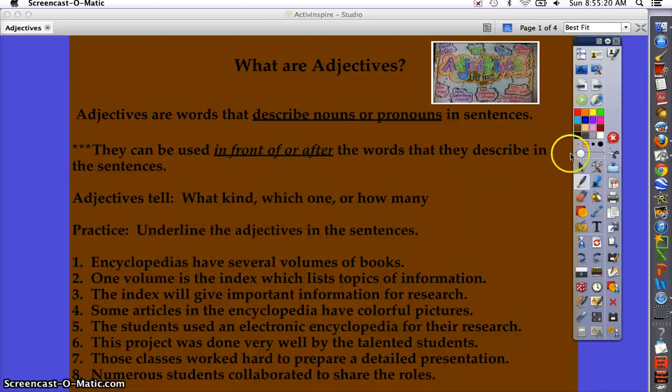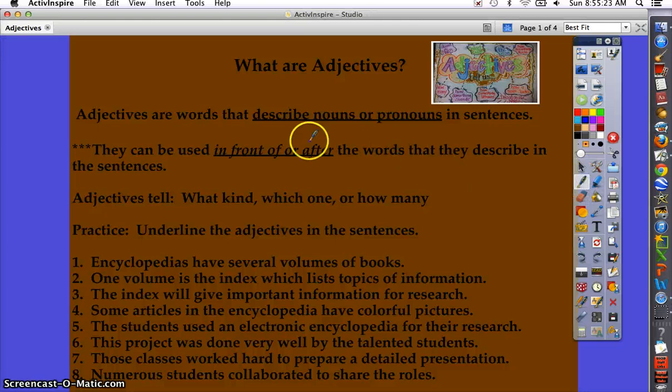So let's take a look at number one. Encyclopedias have several volumes of books. So I see an adjective in this sentence, several, telling how many volumes of books it has, and it comes in front of the noun this time. Number two, one volume is the index which lists topics of information. The word one in number two is an adjective telling how many volumes, or even which volume this time, but mainly how many. And it's right in front of the noun volume again.